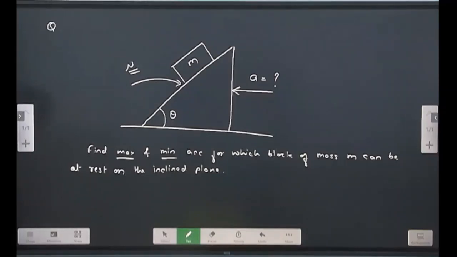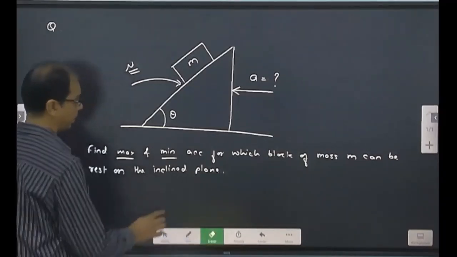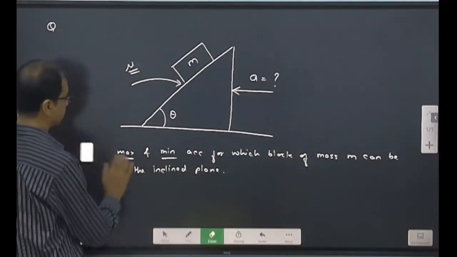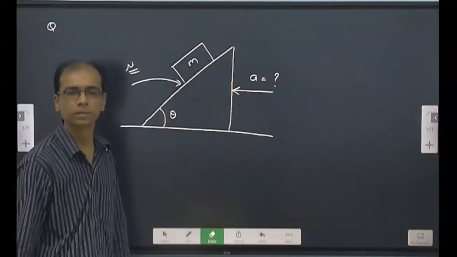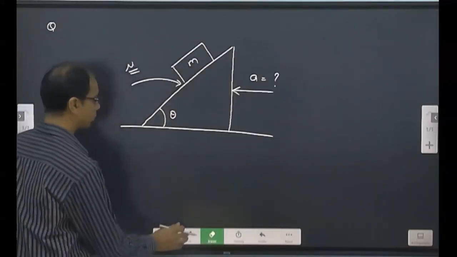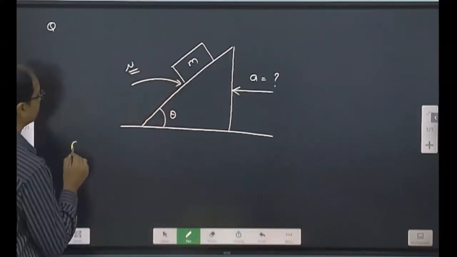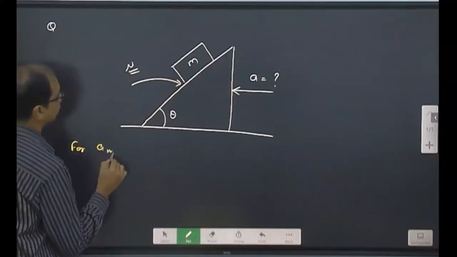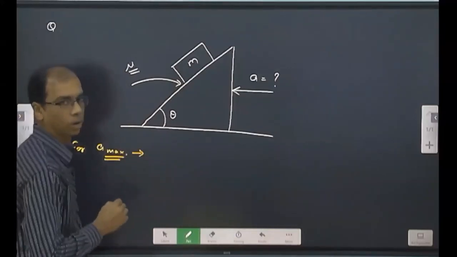Done? Okay. See what to do now. Minimum and maximum acceleration we are talking about. So how to find it? Let's talk about maximum acceleration first. We are going to find the maximum acceleration. If it is maximum, then what are the forces which are acting that you will see on this block?